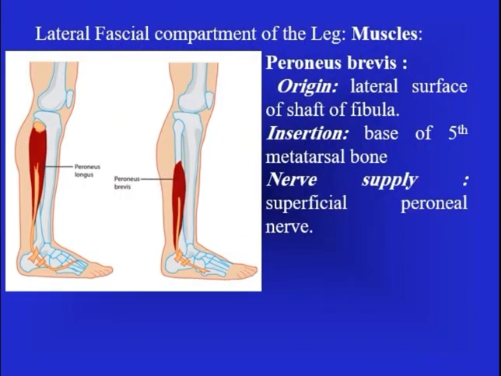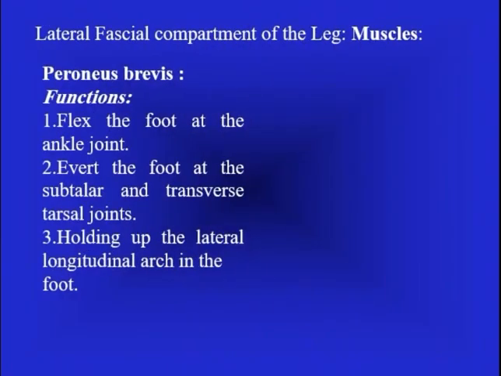Regarding peroneus brevis, it originates from the lateral surface of the shaft of the fibula and inserts into the base of the fifth metatarsal bone. وهذا الانسرشن هو نفس الانسرشن مال peroneus tertius. The nerve supply is the superficial peroneal nerve. The peroneus brevis plantar flexes the foot at the ankle joint, also everts the foot at the subtalar and transverse tarsal joints, while holding up the lateral longitudinal arch of the foot.